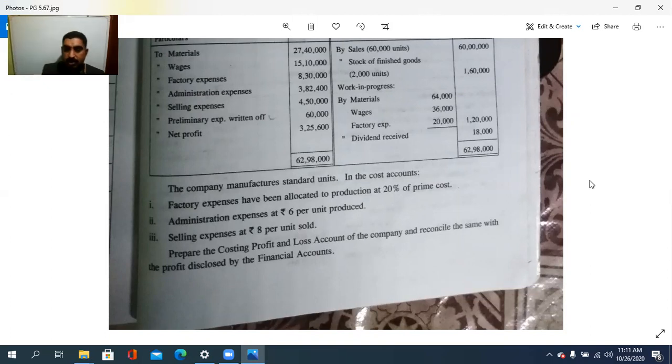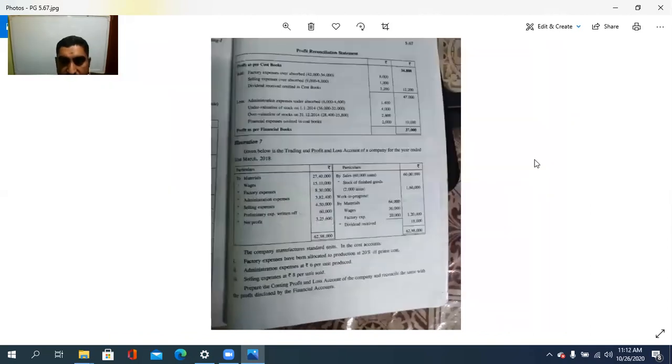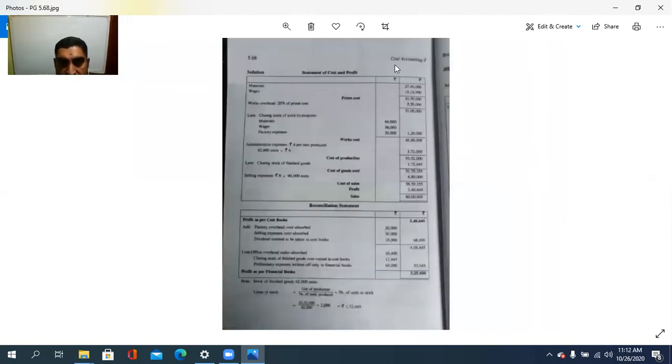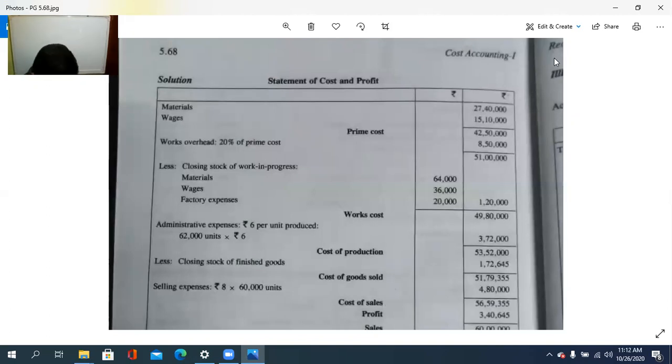Prepare the costing profit and loss account of the company and reconcile the same with the profit disclosed by the financial accounts. So how this is to be done, we will check it. Firstly, what is that? The cost sheet. Under the cost sheet, what are the items? One amount column and the rest. So materials, that is in the question, 27,40,000. Direct labor, it is 15,10,000.